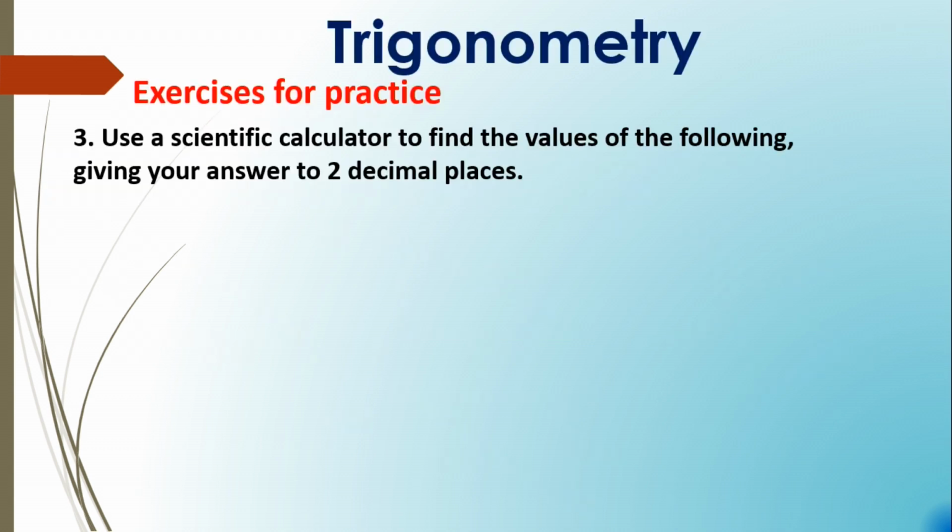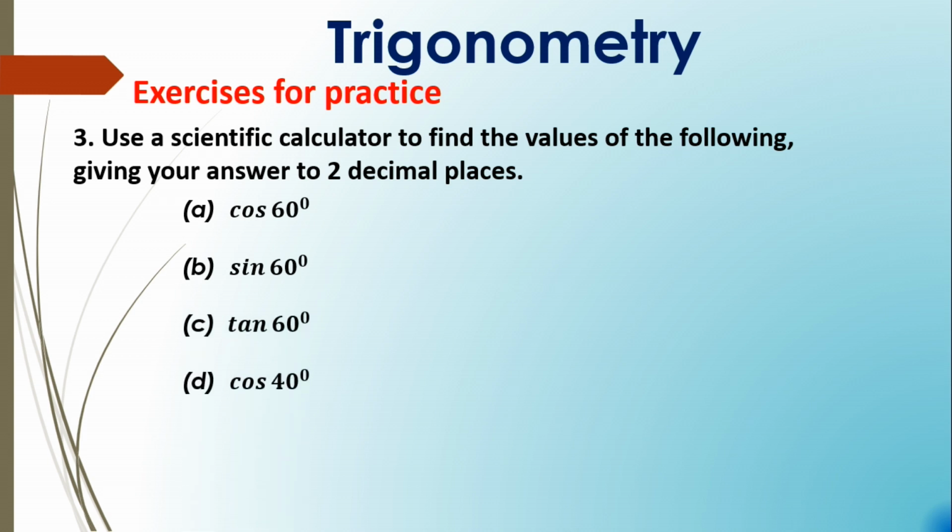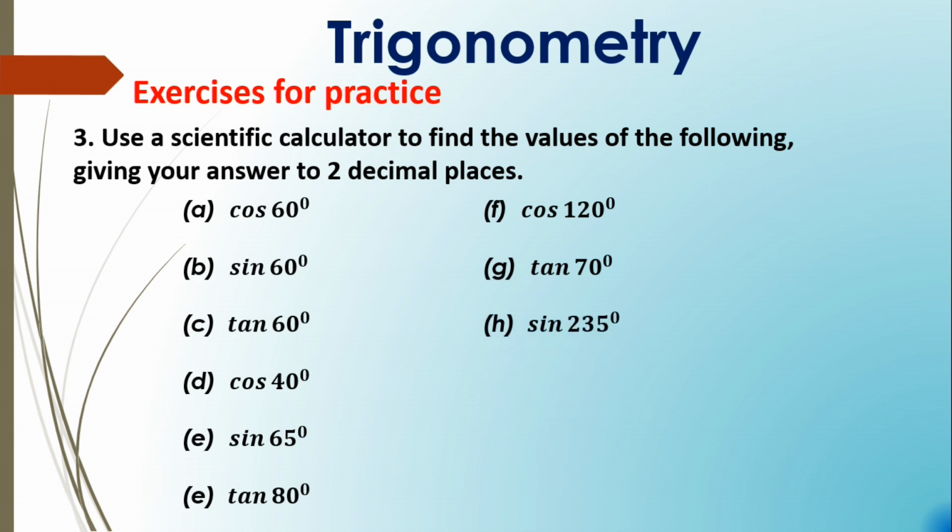Third exercise, if you have a scientific calculator at your place, use it to find the values of the following, giving your answer to two decimal places: cos of 60 degrees, sine of 60 degrees, tan of 60 degrees, cos of 40 degrees, sine of 65 degrees, tan of 80 degrees, cos of 120 degrees, tan of 70 degrees, sine of 235 degrees, cos of 48 degrees, sine of 165 degrees, and cos of 98 degrees.